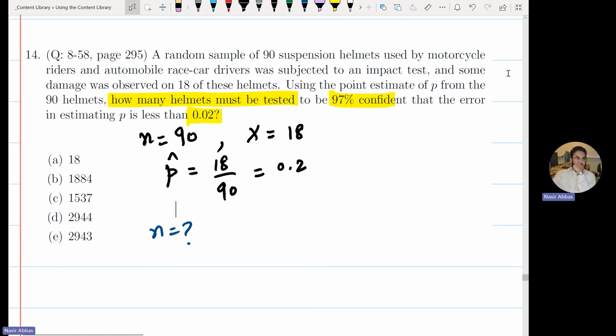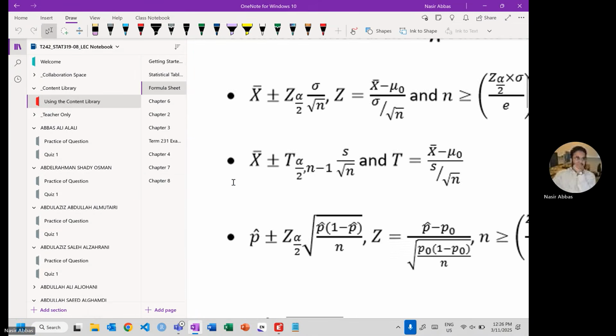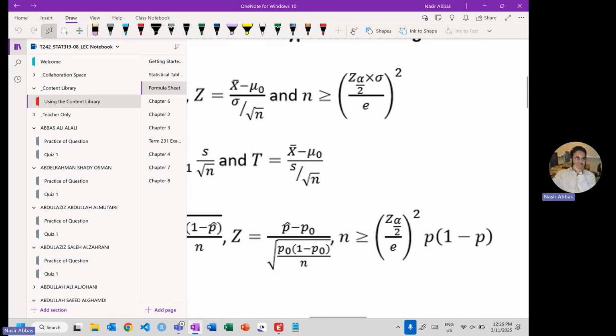0.02. Let me take you back to the formula sheet. This is what is given to you in the formula sheet about N when you are estimating the population proportion. N is greater than or equal to Z alpha by 2 and so on. Z alpha by 2 will come from 97%. The question says 97% confident. So alpha is 3%. From there, you will get Z. The question gives you the margin of error.